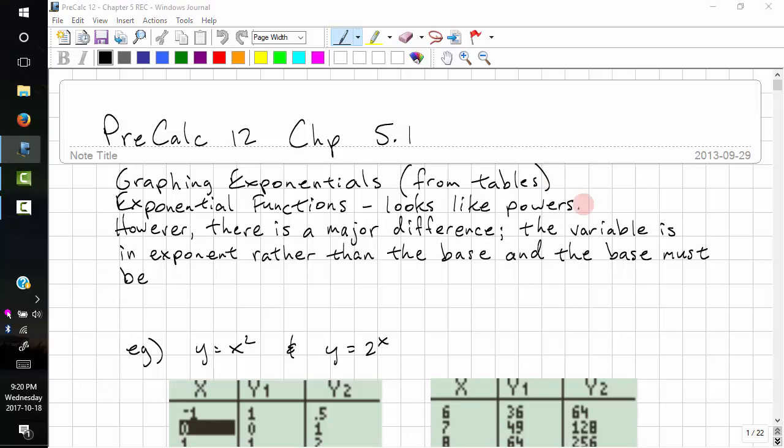Exponential functions look like powers. However, there's a major difference. The variable is in the exponent rather than the base, and the base must be a positive constant. So it looks like this: y equals a to the power of x. And the domain for exponential functions is all reals.